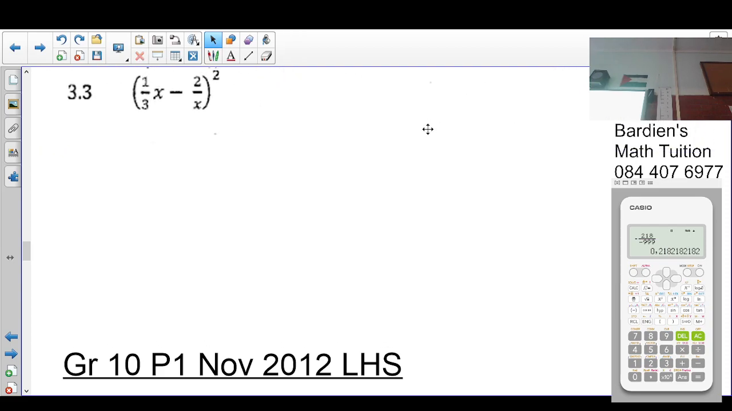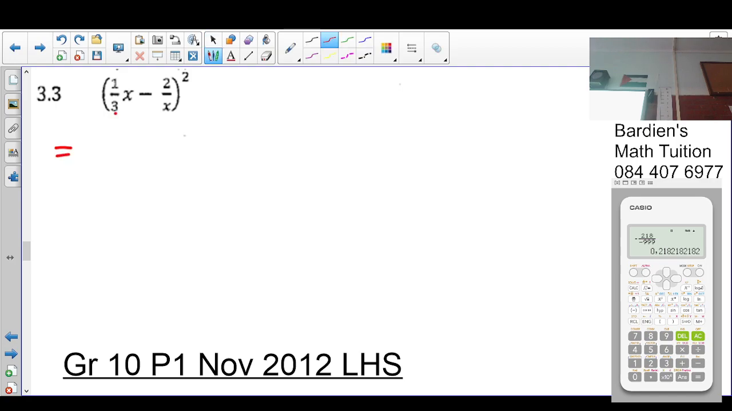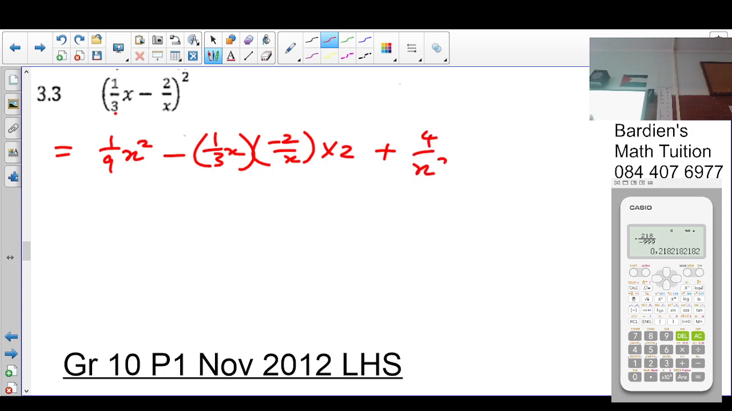Alright, 3.3. You can do it one of two ways. It's either write it out, multiply it out, or if you know the binomial square, you do that. So you square the first term. So it's 1 over 9x squared minus the first term times the second term times 2, and the last term squared, of course, positive 4 over x squared.